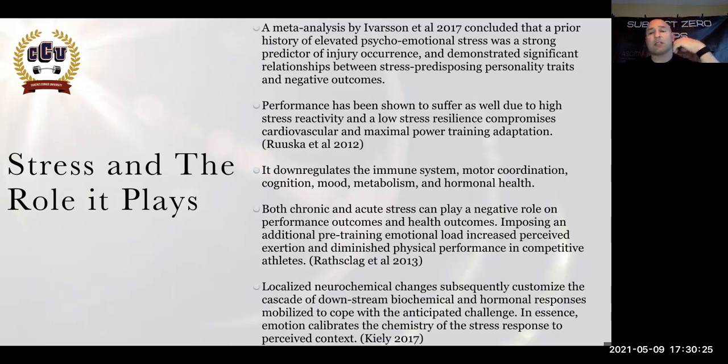It downregulates the immune system, motor coordination, cognition, mood, metabolism, and hormonal health. Chronic and acute stress can play a negative role on performance outcomes and health outcomes, imposing an additional pre-training emotional load, increased perceived exertion, and diminished physical performance in competitive athletes. And then localized neurochemical changes subsequently customize the cascade of downstream biochemical and hormonal responses mobilized to cope with the anticipated challenge. In essence, emotion calibrates the chemistry of the stress response to perceived context.